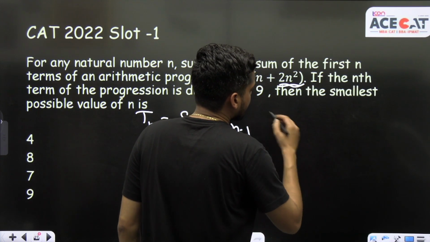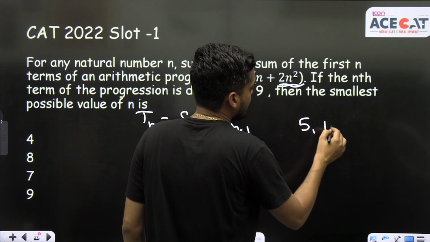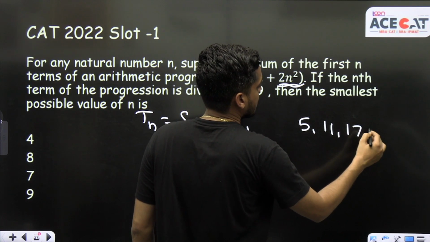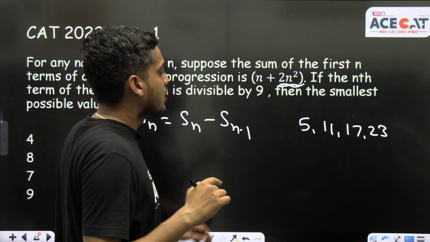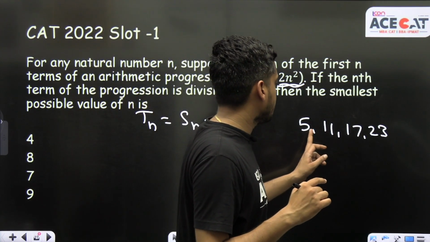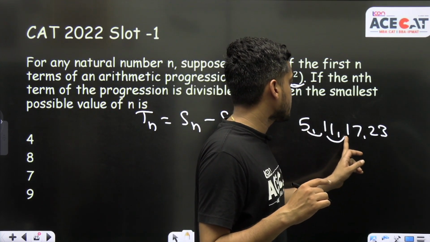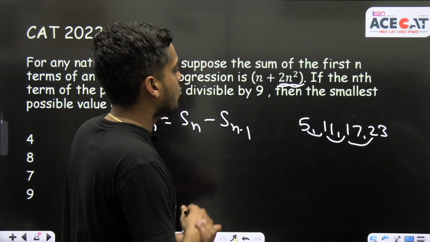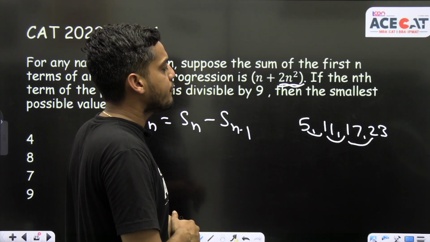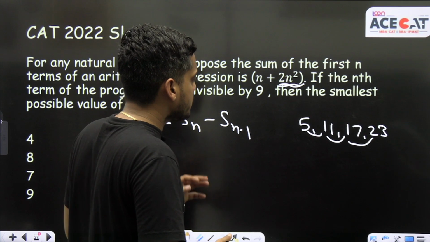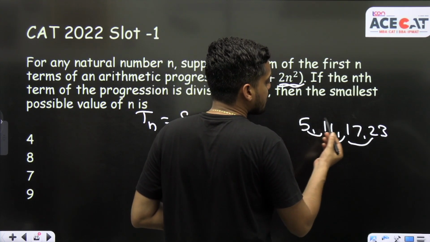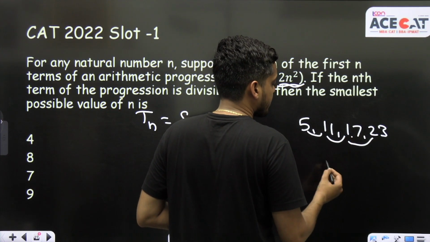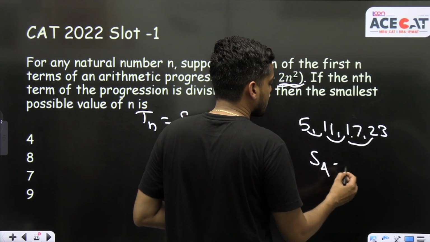Students, if I am writing an AP here like 5, 11, 17, 23, just check the sum, plus 6, plus 6, plus 6. Now what is the sum of 4 terms of this series? So you will say sum of 4 terms will be 56. 11 plus 5, 16 plus 17, 33 plus 23, 56. So sum of 4 terms is nothing but 56.